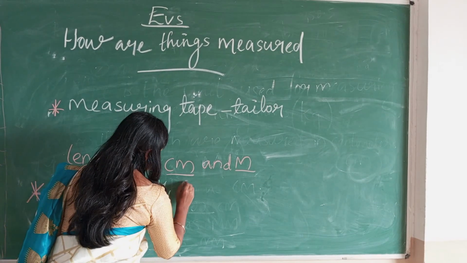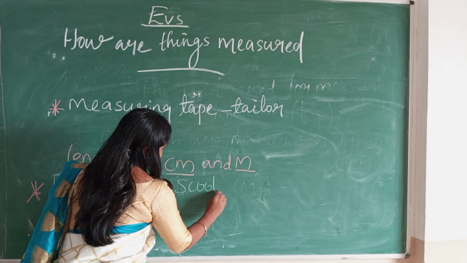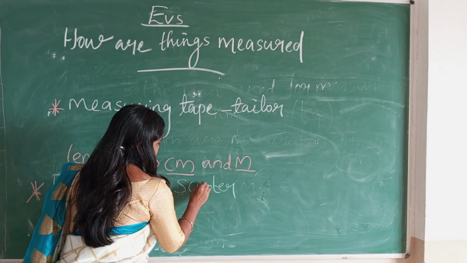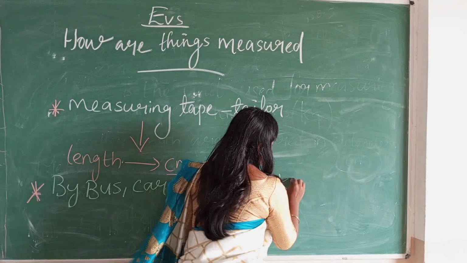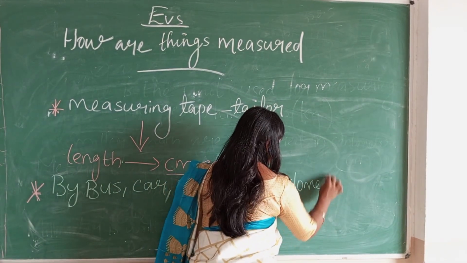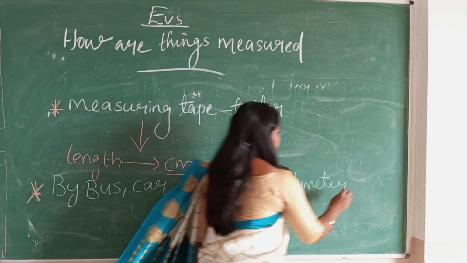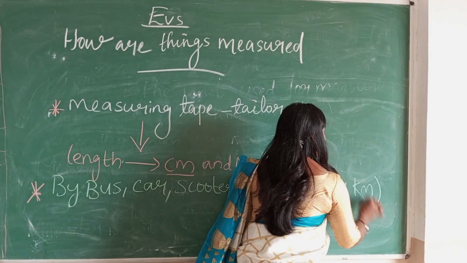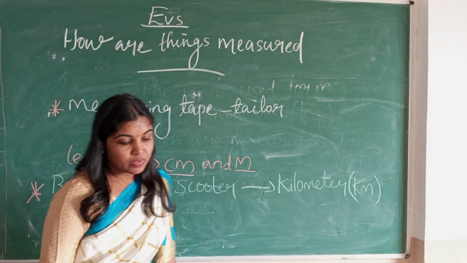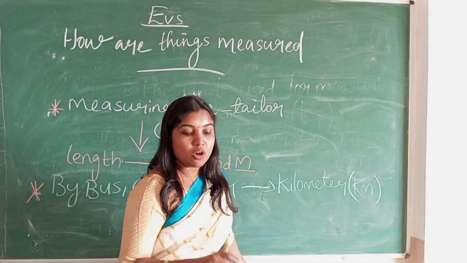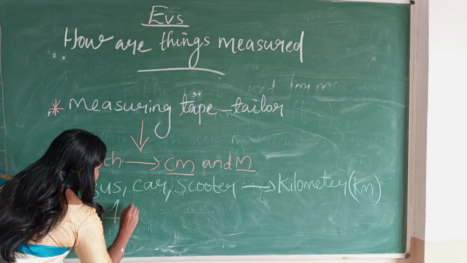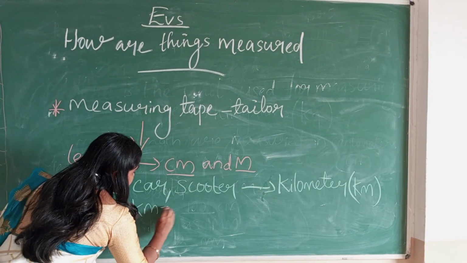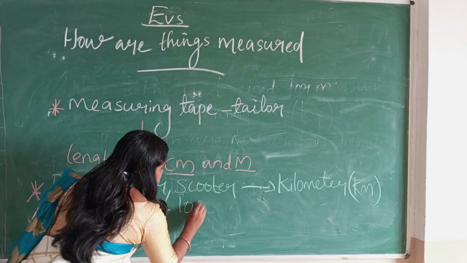The method to calculate by any vehicle is not meter, it is kilometer. km for kilometer. So 1 kilometer is equal to dash meter. 1 kilometer is equal to 1000 meter.